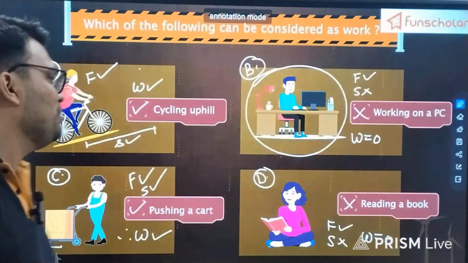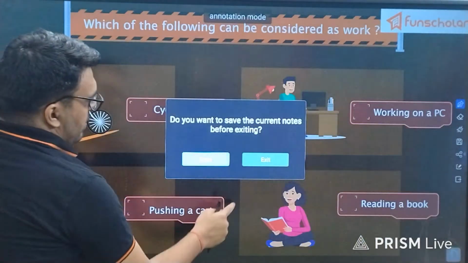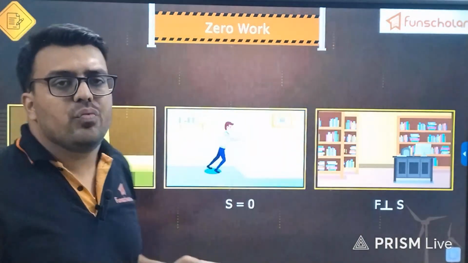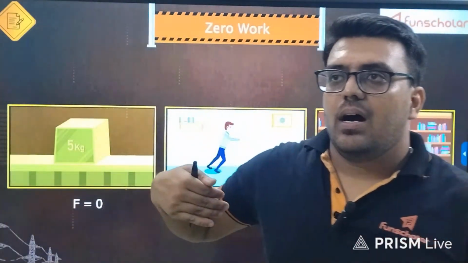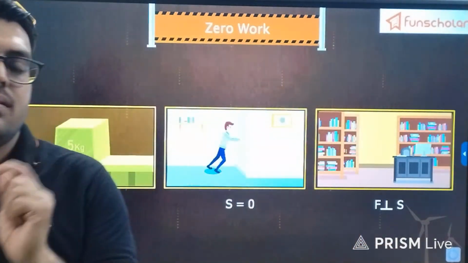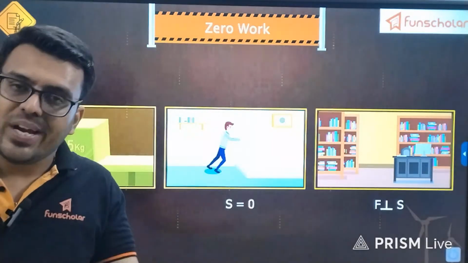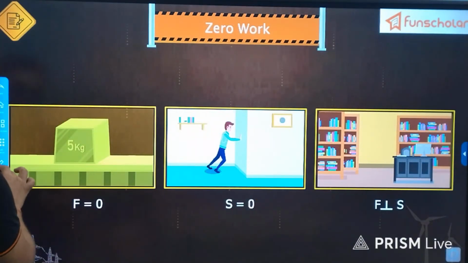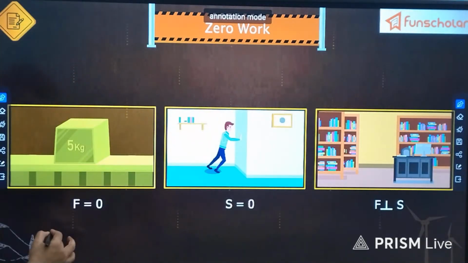Okay, dear students, let's move ahead. Now, what could be the scenarios when the work is going to be zero? We have seen till now various scenarios where the work done is zero. But talking point-wise, let us consider the cases where work is going to be zero.